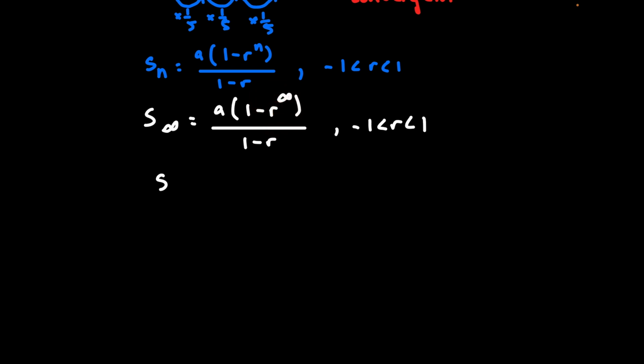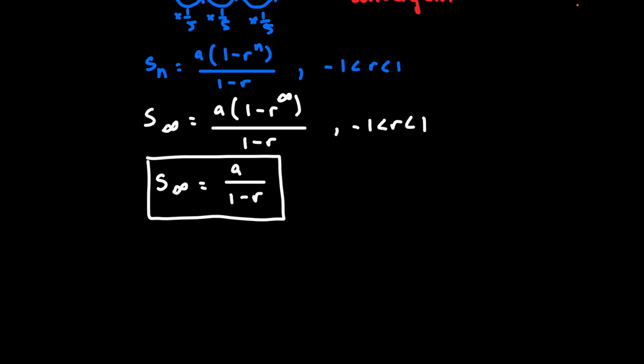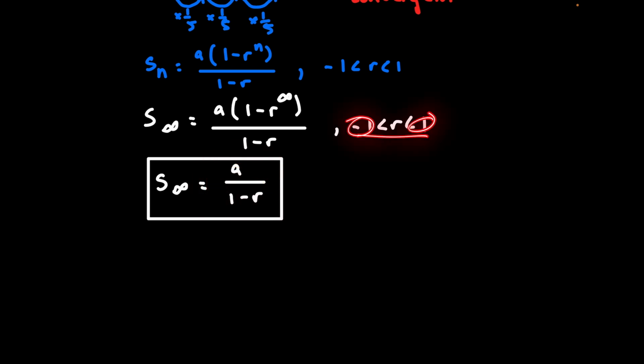So we get that the infinite series is a times 1 minus 0, divided by 1 minus r. That means the sum of infinite terms in this sequence is a over 1 minus r. And this is your formula for an infinite geometric series. You can work out the sum of infinite terms by simply using this formula, given that r is between -1 and 1.